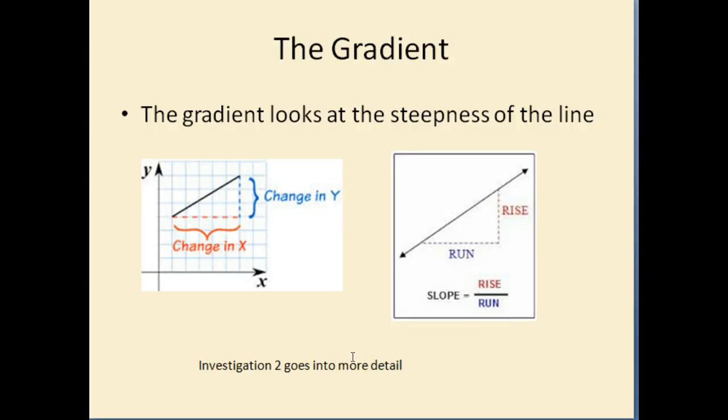The gradient looks at the steepness of the line. You would have learned in the past rise over run, so how much does the line rise compared to how much it runs? Or how does y change when x changes?